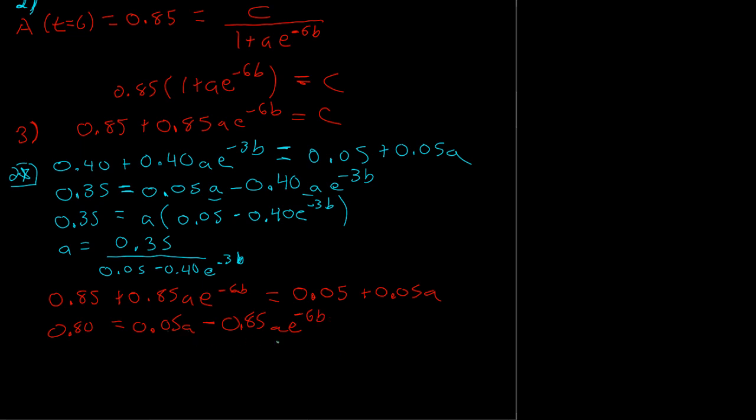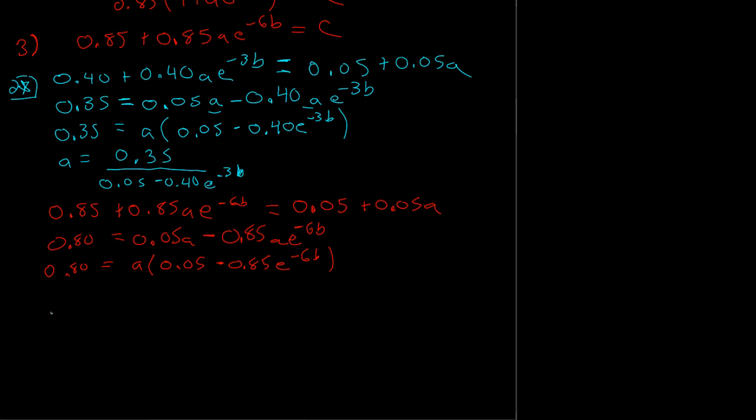I have both of these have an a, so I'll pull out the a, and so I get 0.05 minus 0.85 e to the negative 6b equals 0.80, and I'll solve for a. So a equals 0.80, this, right? A equals, I divide that by both sides, 0.05 minus 0.85 e to the negative 6b. Oh, and that's 3 star.